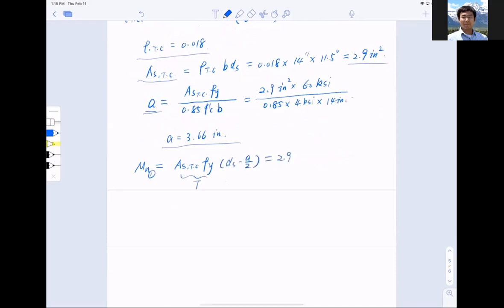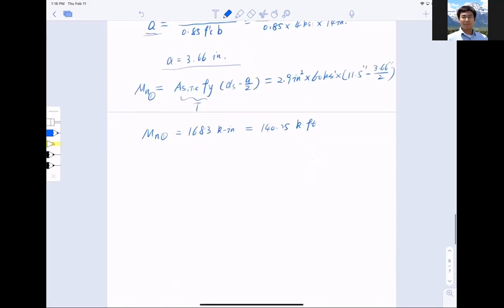So 2.9 inch squared multiplied by 60 KSI multiplied by 11.5 inch minus A, 3.66 inch, divided by 2. And I got this number MN1 equal to what? 1683 kips inch. All right, and I want to divide that by 12 to give me kips foot. So I got 140.25 kip foot.